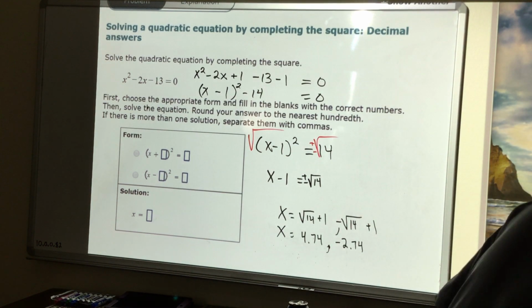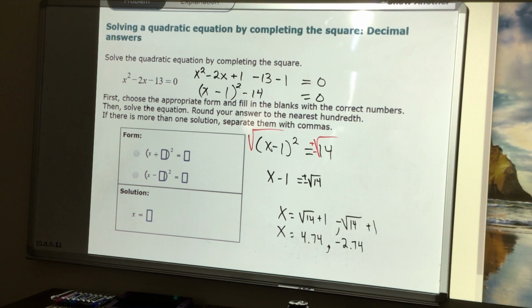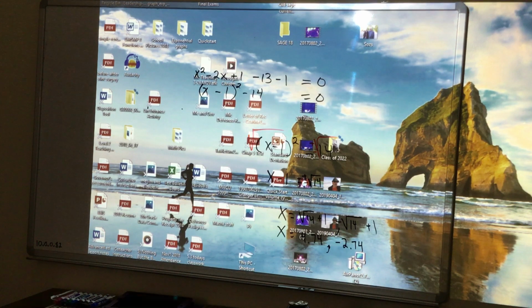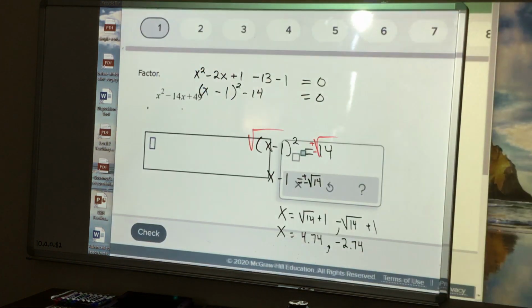So let me put them in here. So I had x minus 1 squared. So we click on this one. It doesn't let me enter it. Okay, I'm going to do one more anyway. So let's see, preview assignment. This one will let me check it.